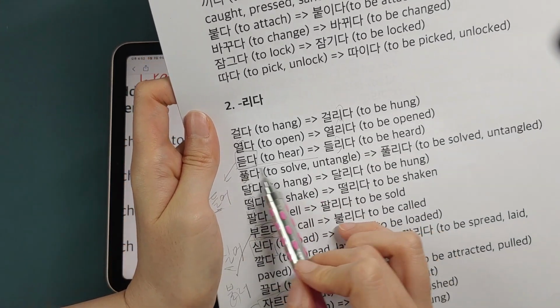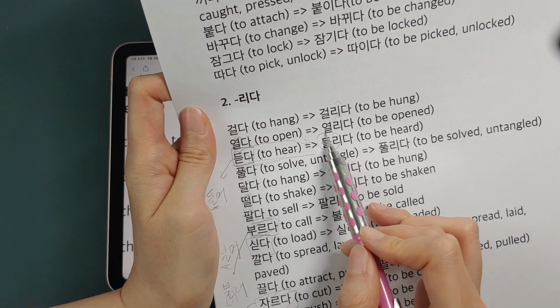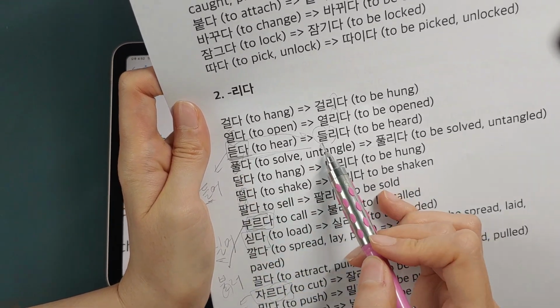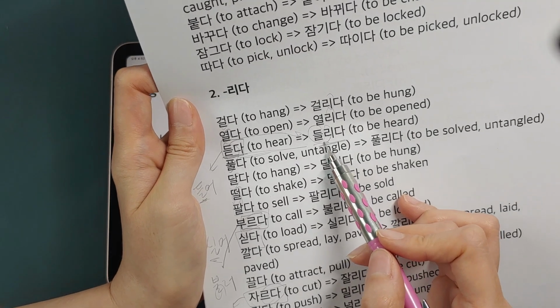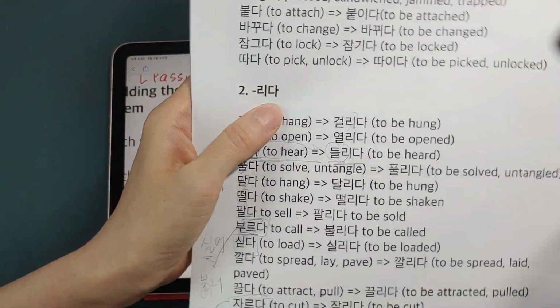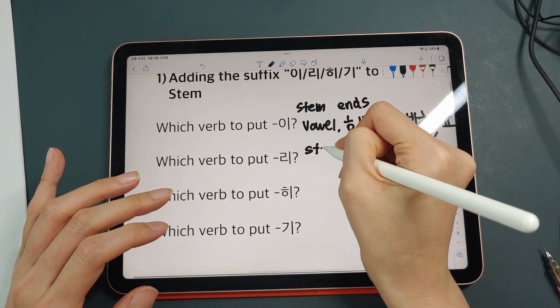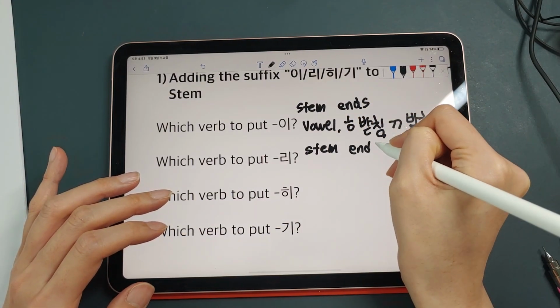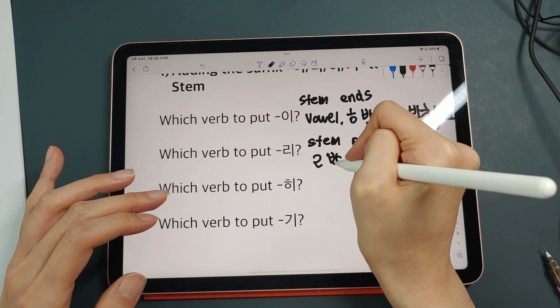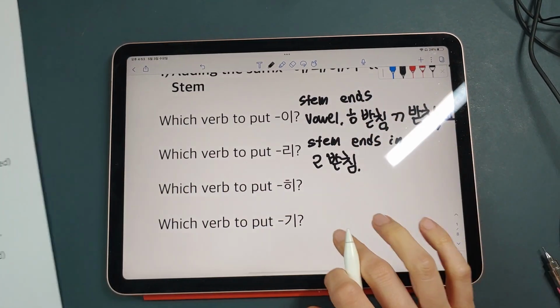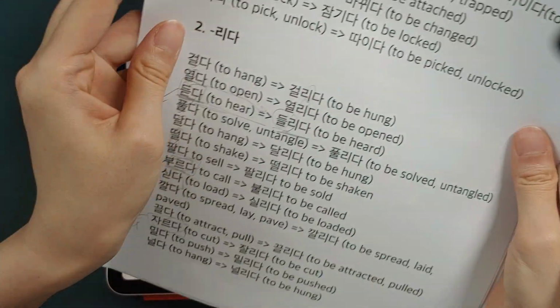And for irregular verbs, the stem's form also changes. Like 듣다 should be 들리다, not 듣리다, right? So for 리다, guys, mostly the stem ends in 리을 받침. And for the 히 and 기 group, guys.